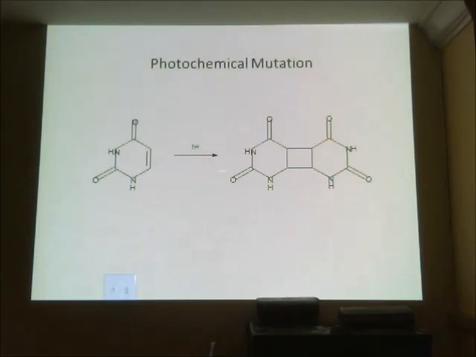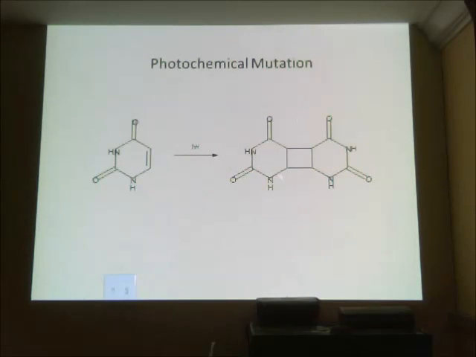And when this happens, we'd have to have 2 thymine residues next to one another in a DNA chain, and it would form this kind of structure here. Well, it causes a bulge in the ring, and when the polymerase that's actually reading this comes to this, it doesn't know what to make of it.